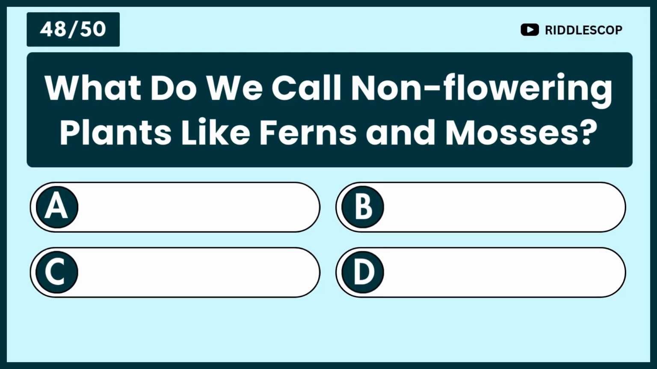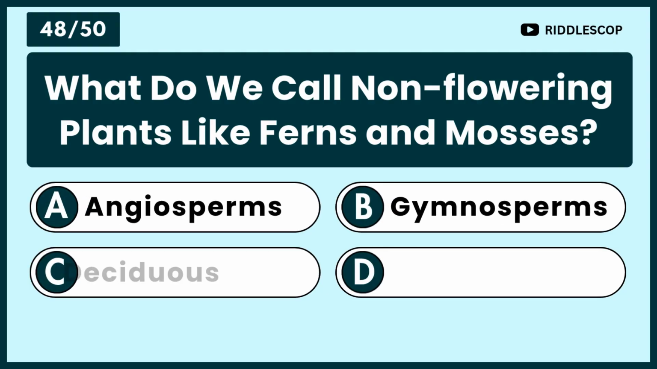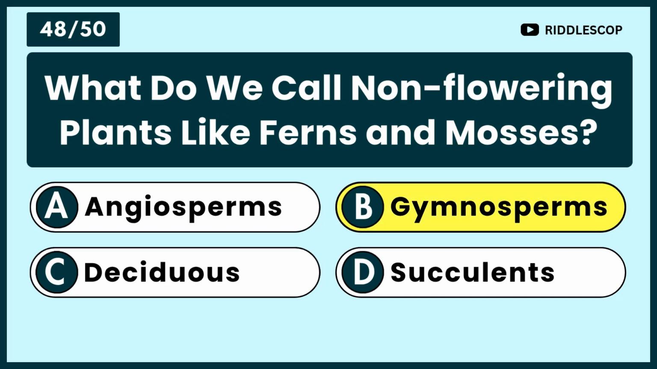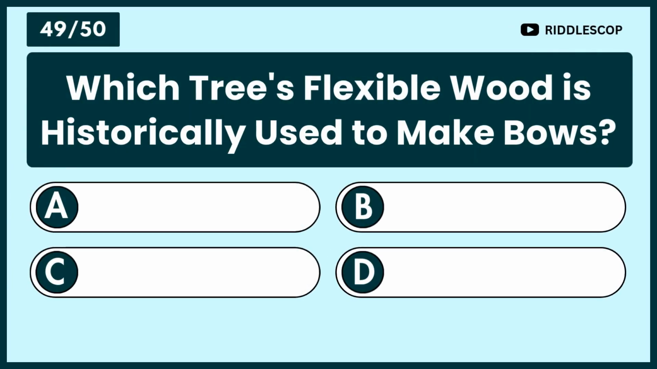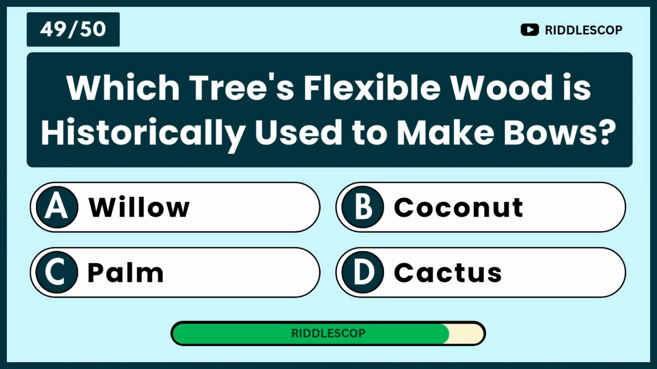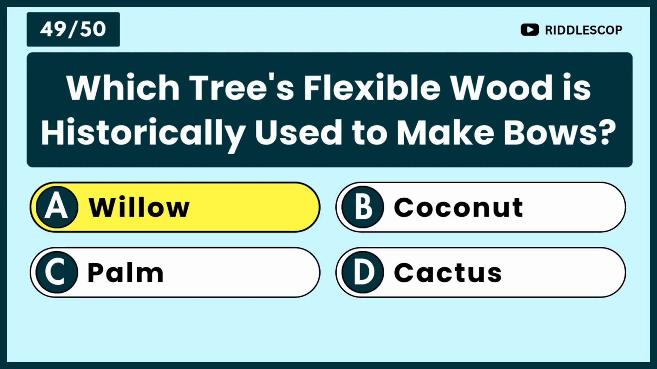What do we call non-flowering plants like ferns and mosses? Option B. Gymnosperms. Which tree's flexible wood is historically used to make bows? Option A. Willow.